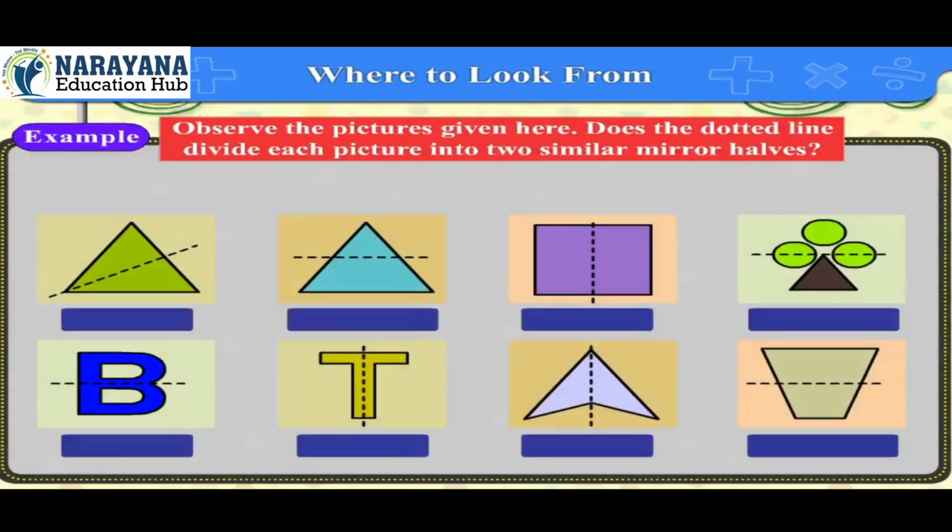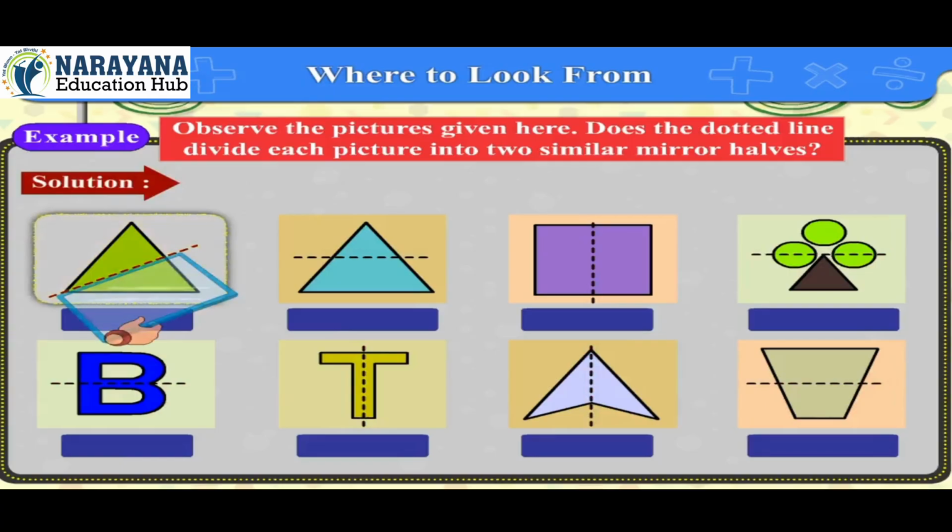Example. Observe the pictures given here. Does the dotted line divide each picture into two similar mirror halves? Let's find out. Solution. A dotted line divides each of these figures in two parts. If you observe carefully, you will find that in the first figure, if a mirror is placed on the dotted line, both the parts look exactly the same.